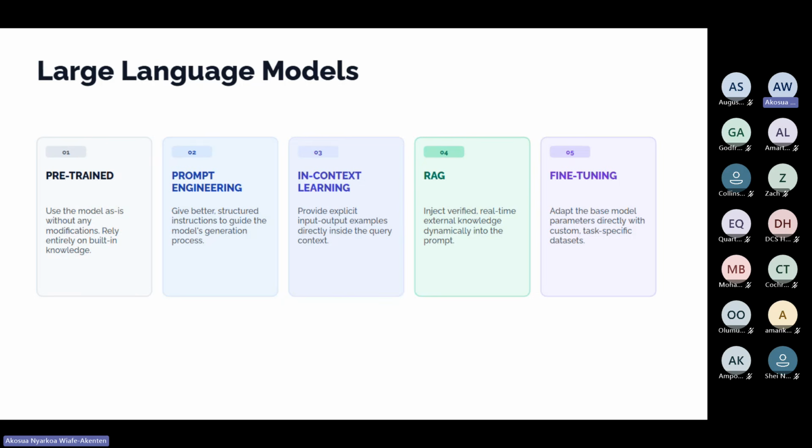Because whether it is pre-trained, prompt engineering, in context learning, RAG, or even fine-tuning, you need to identify a model you want to work with for your task before you can choose any of these or adopt any of these approaches for the building or the design of your solution.